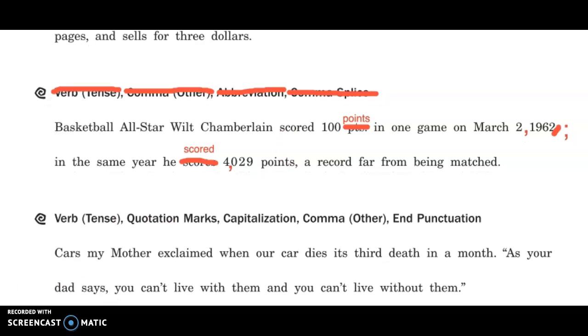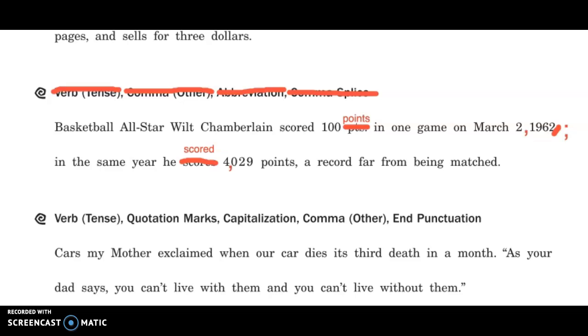Now let's take a look at sentence 4 together. The sentence says, "Cars?" my mother exclaimed when our car dies its 3rd death in a month. "As your dad says, you can't live with them and you can't live without them." In this sentence, we have verb tense errors again. We're also going to add quotation marks because someone is speaking. We have some capitalization errors to address. We'll add some commas, and we need to fix our end punctuation.